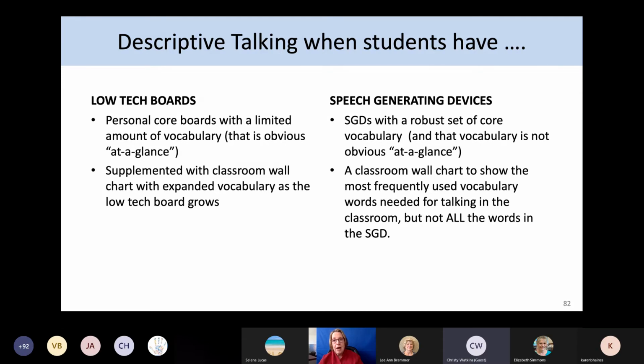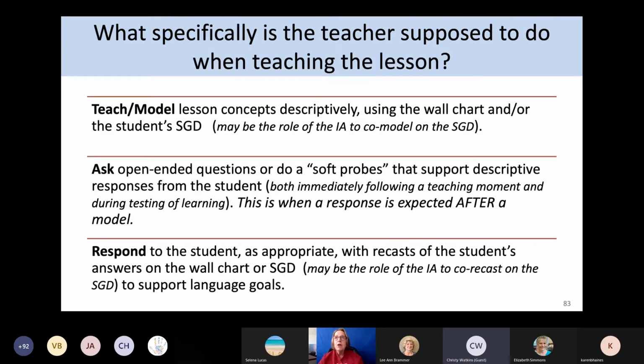So let's go back to that little mantra. If we're talking about, okay, I think I got this, now, what am I going to do with this teacher? What am I asking the teacher to do when doing that lesson? I'm asking the teacher to do 3 things. As you saw in my lesson with those 2 boys on emergency preparation, I'm asking that teacher to identify the lesson concepts and then teach those lesson concepts descriptively using the wall chart or modeling on the student's speech generating device.